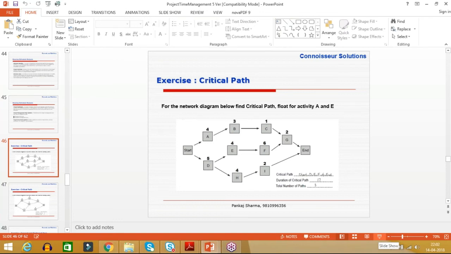So what is this? Start, then A, B, C and G. These are all activities. When you put all the activities like A, B, C, G in sequence, you get a diagram like this. Now, A is an activity name, B is an activity name, C is an activity name, and the numbers on the top are durations.